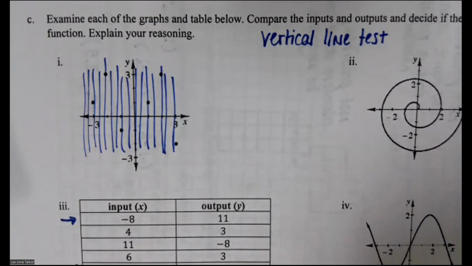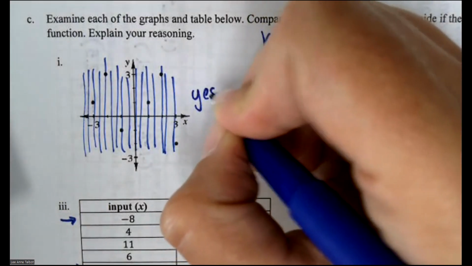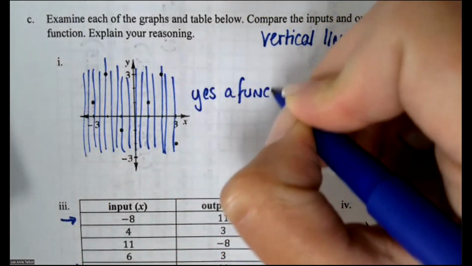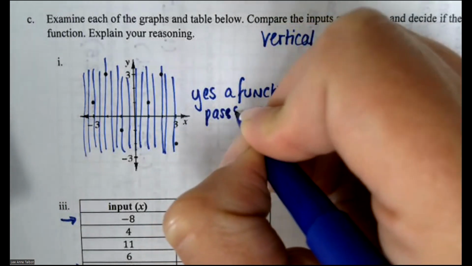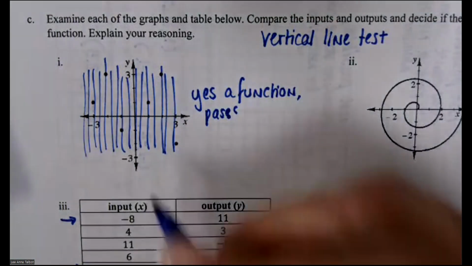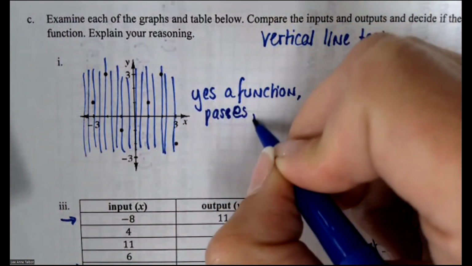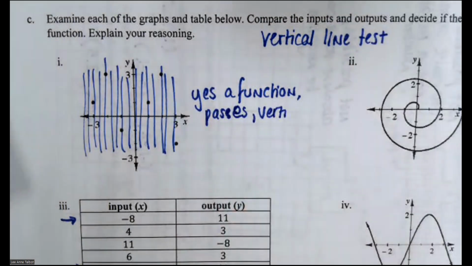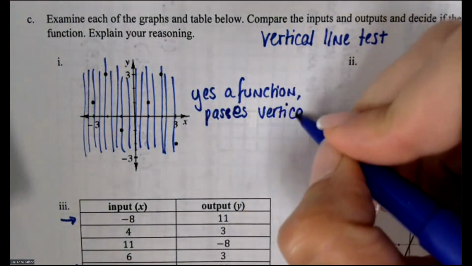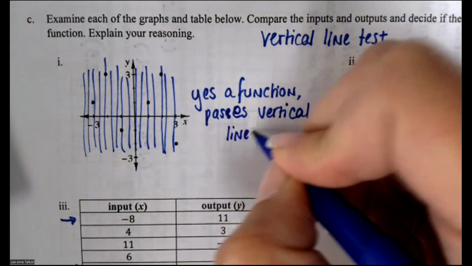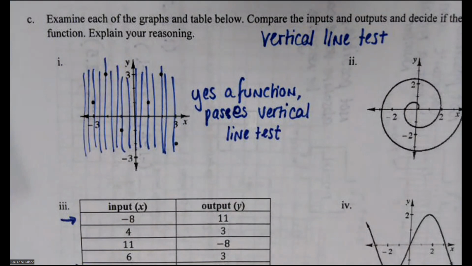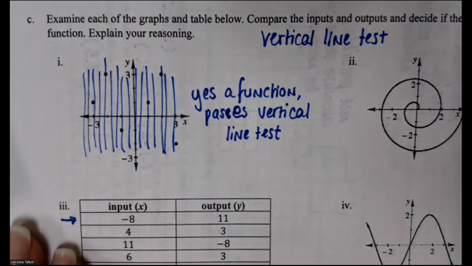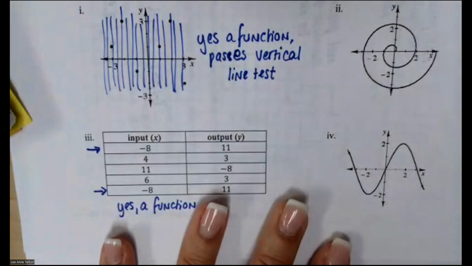And what we say is, yes, a function passes vertical line test. Yes, a function passes vertical line test. Okay, let's compare that to 2.